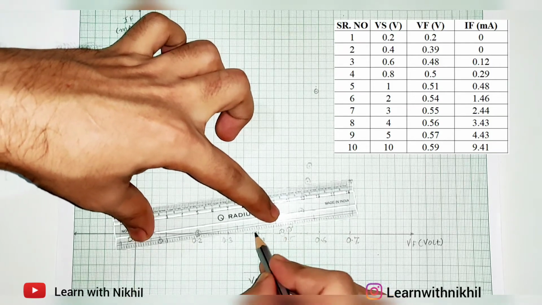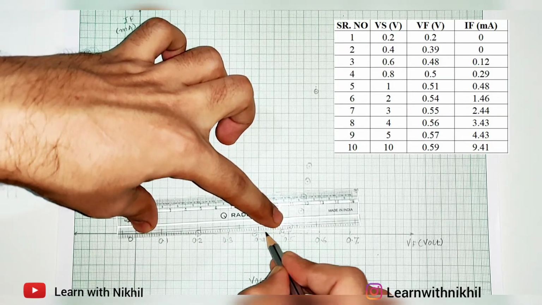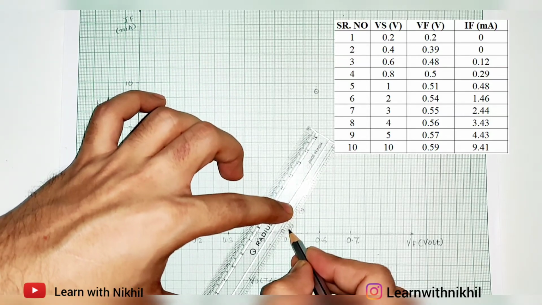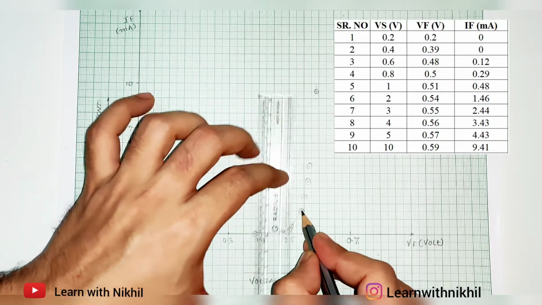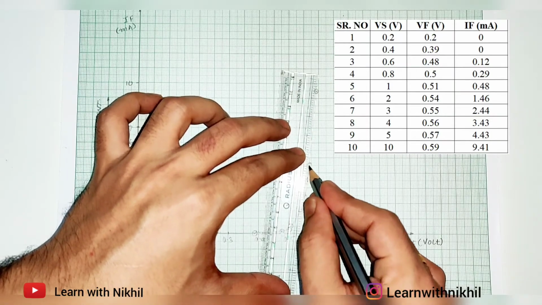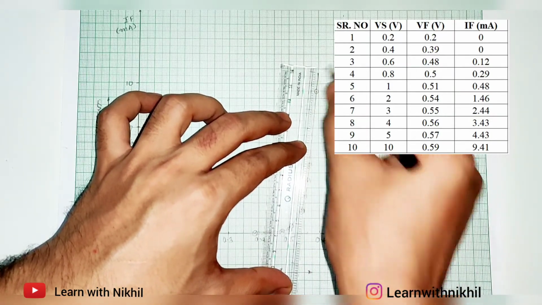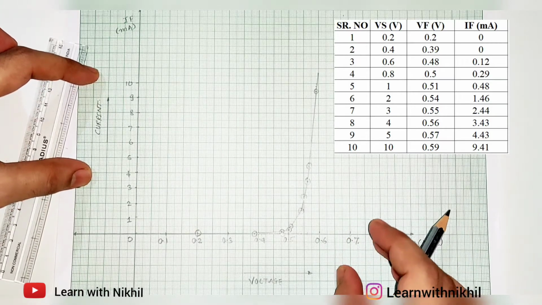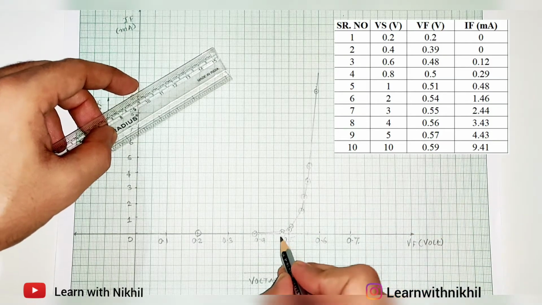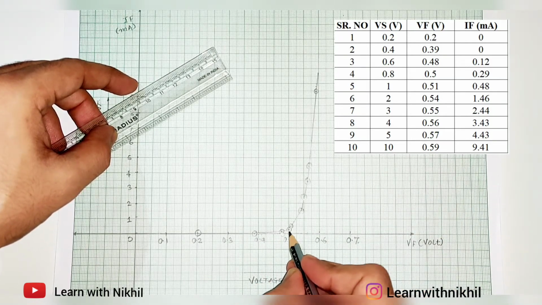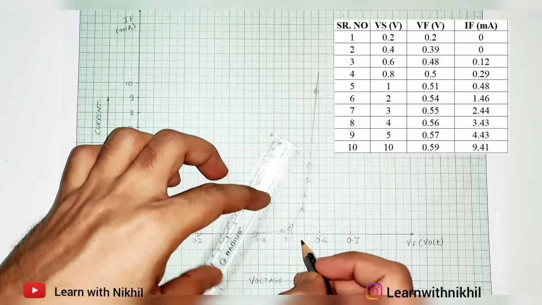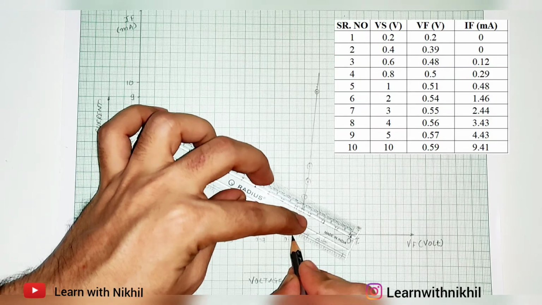Now join this using a scale. Try to make a smooth curve. Join as many points as possible using the scale. Intersect as many points as possible so you'll get a smooth curve. So this is the curve of PN junction diode in forward bias. This is where the current starts increasing. This is called the threshold voltage of the PN junction diode, or it is called the knee voltage.